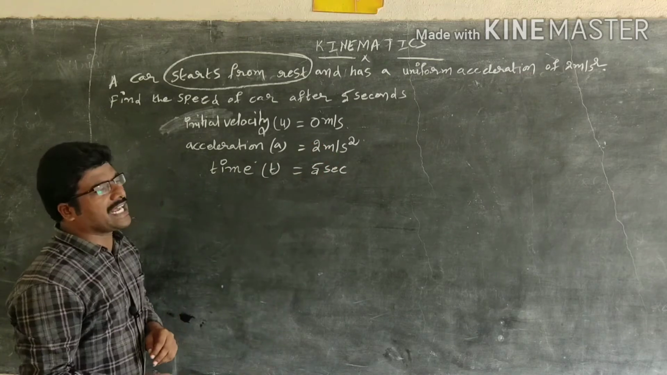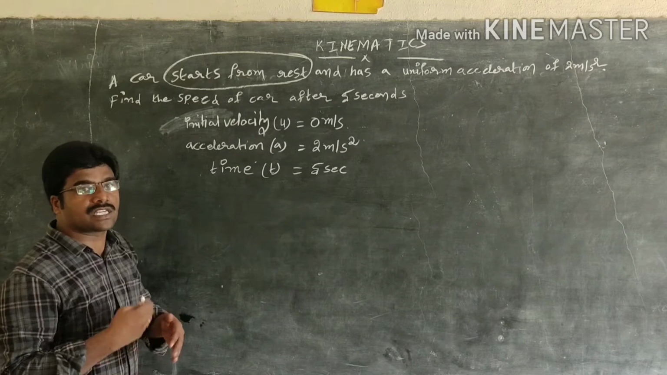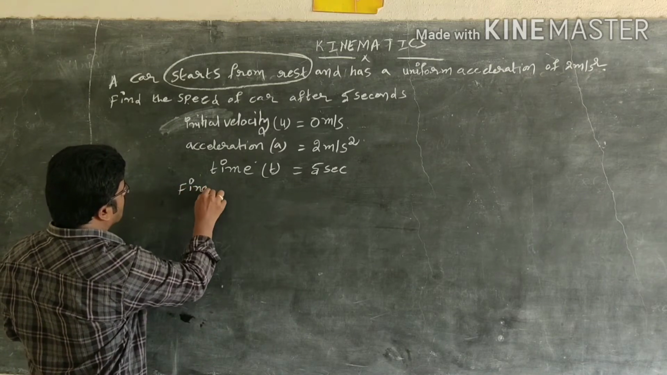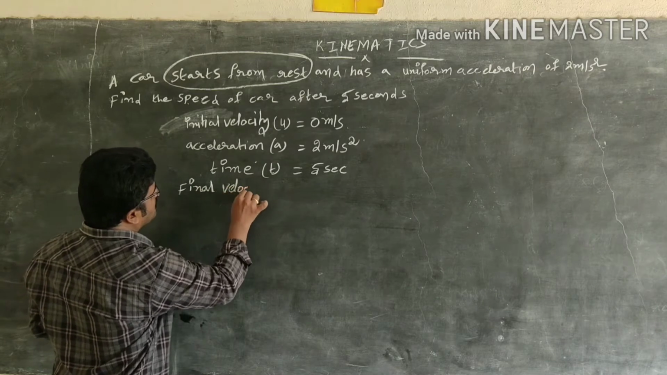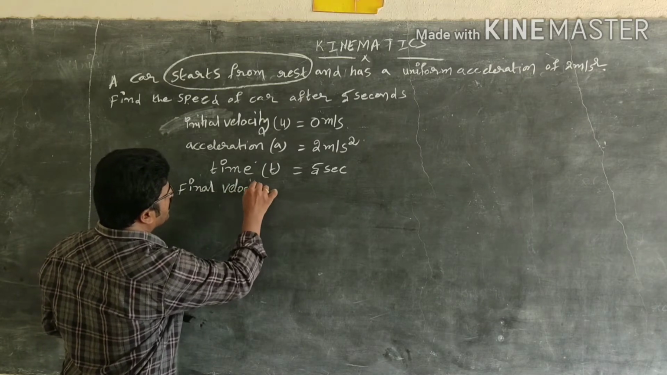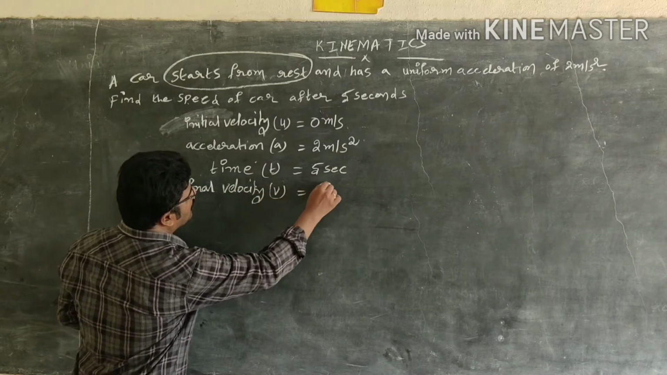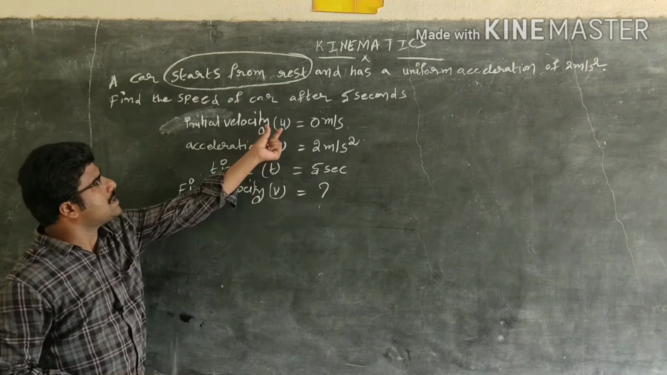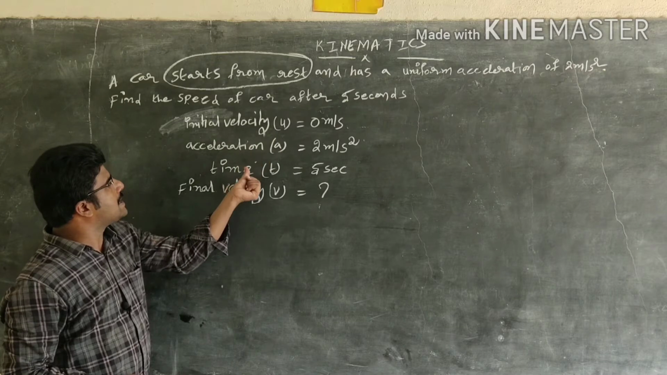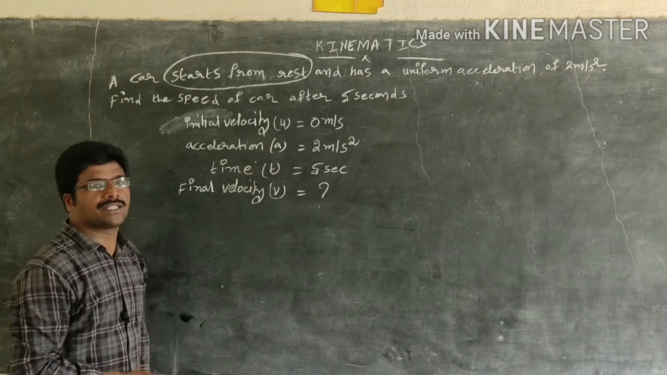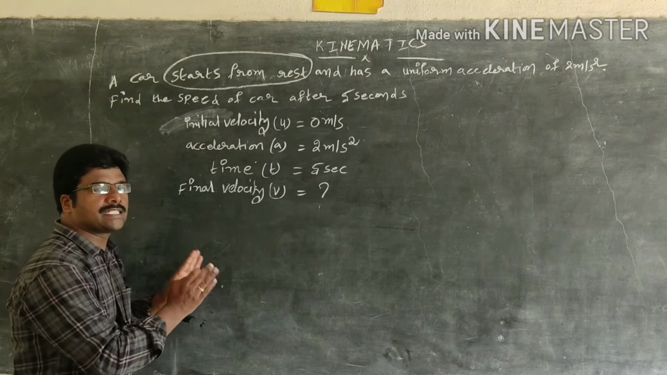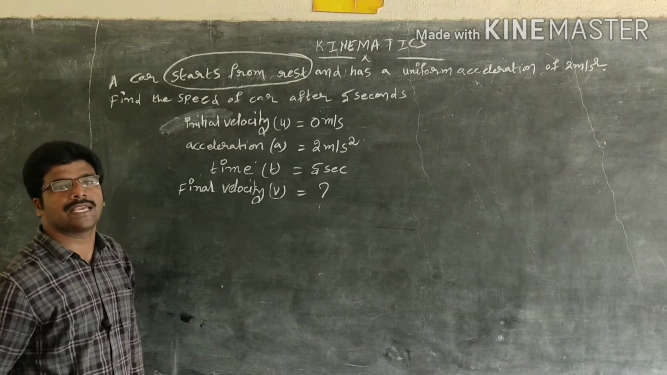Now we want to calculate velocity. Which velocity? Final velocity. So final velocity v equal to question mark. So we are having initial velocity, final velocity, time and acceleration. So which kinematic equation is useful? The first kinematic equation.